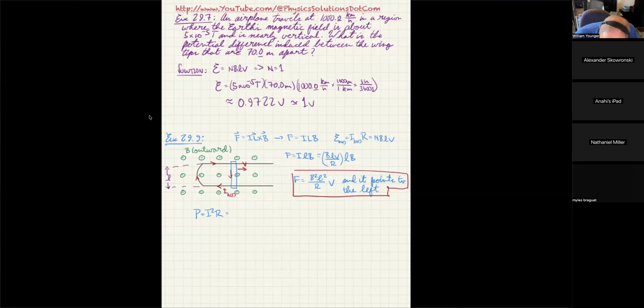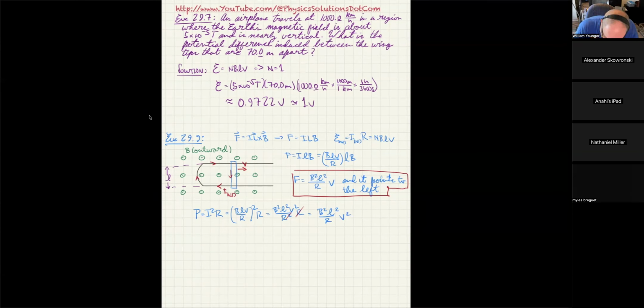So power is equal to I squared R. We already figured out that I is, in fact, B times L times V over R. Now we're going to square that and multiply it by R, and lo and behold, you're going to get B squared L squared V squared over R squared times R. That R is going to cancel out with this R right here, and that's going to give me B squared L squared V squared over R. So this is equal to B squared L squared over R times V squared.